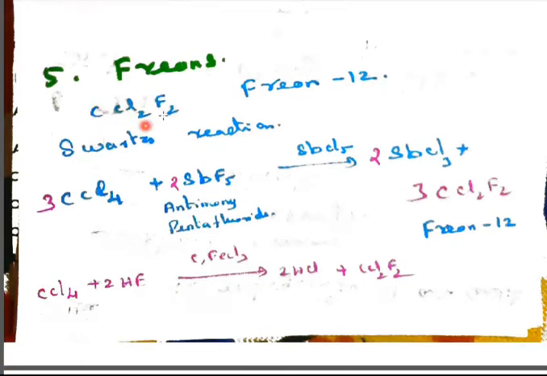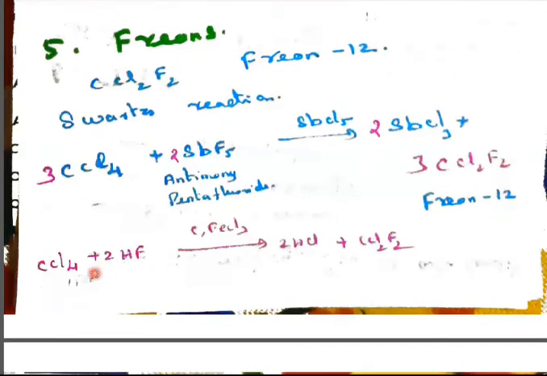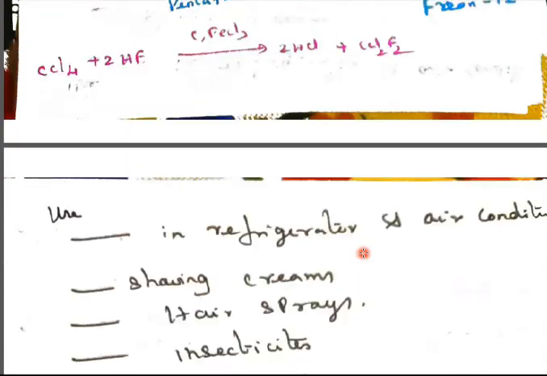It is prepared by the Swarts reaction. In the Swarts reaction, CCl4 with SbF5, so the Sb interchanges the halogen, and CCl2F2 freon is prepared. Also, carbon tetrachloride with hydrofluoric acid, in the presence of carbon and ferric chloride catalyst, gives hydrochloric acid and CCl2F2. That is freon 12. This is the preparation of freon 12 in two different manners.